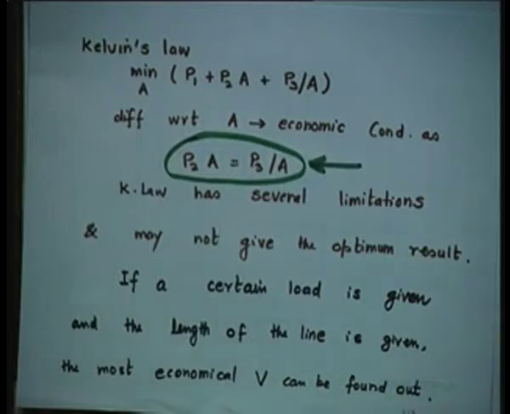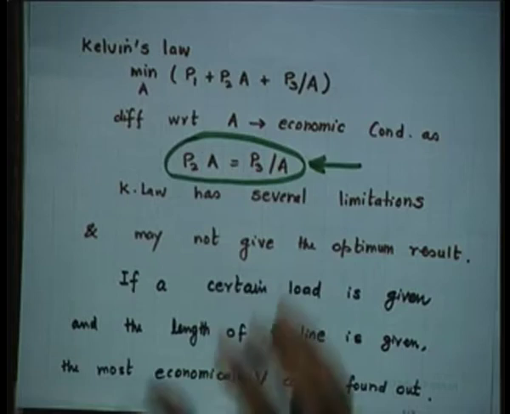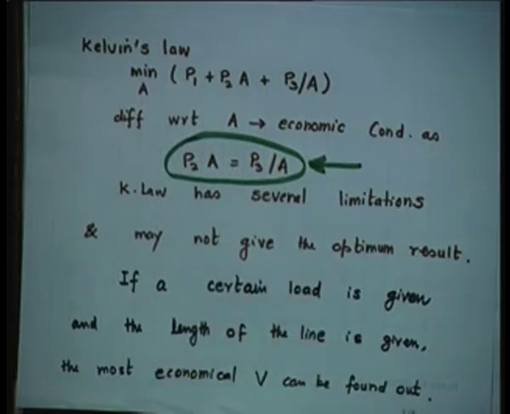However, Kelvin's law has several limitations, and hence it is no longer used. This is just for your education that I have talked about it, and it may not give you the global optima, it may give you local optima. If a certain load is given and the length of the line is given, the most economical voltage can also be found out. At what voltage you should distribute power, that also you can find out.